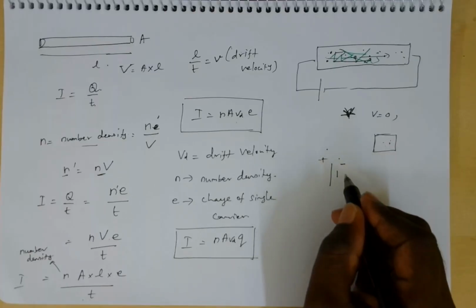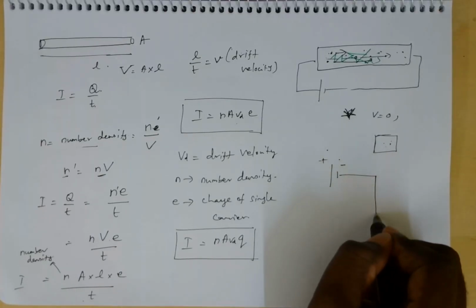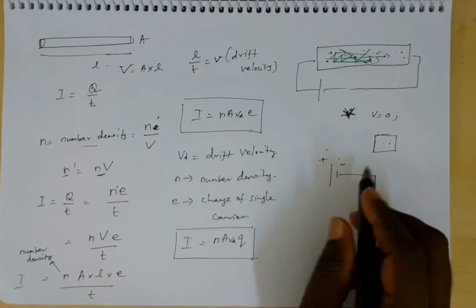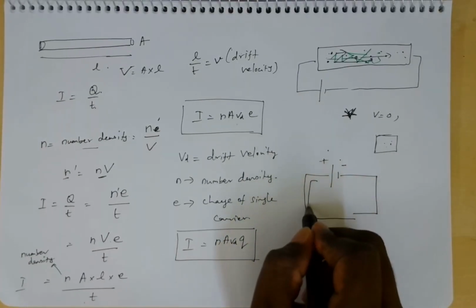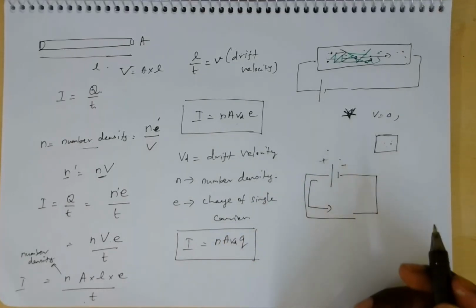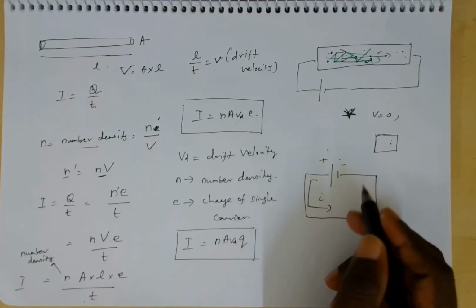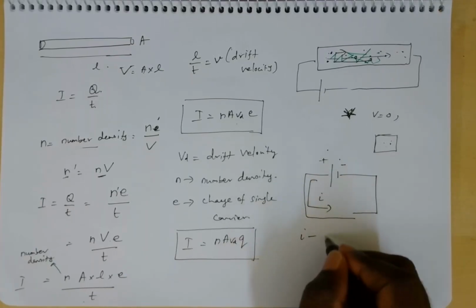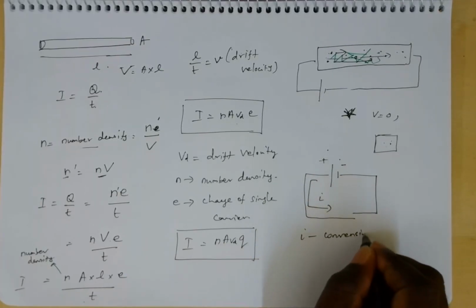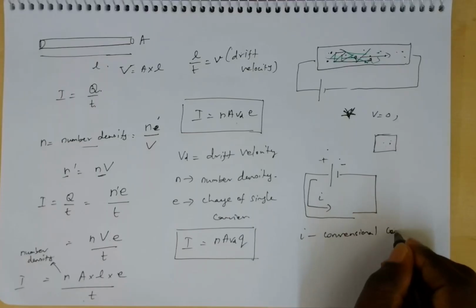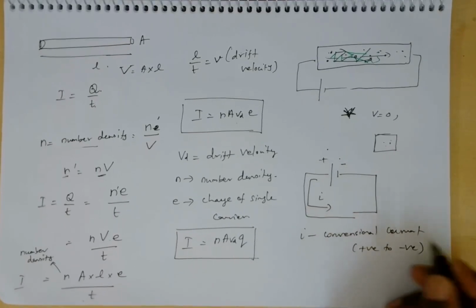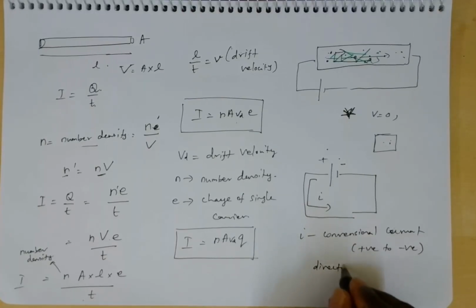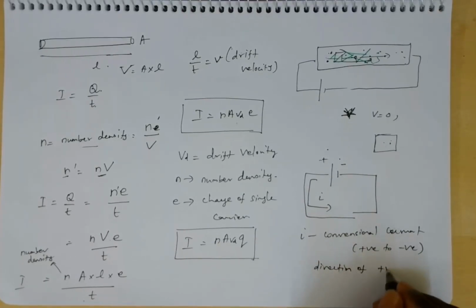The direction of the current was given before the understanding of the electron. It was understood at that time that current flows from the positive terminal to the negative terminal of the battery. So this is what we call conventional current. This is from positive to negative, in other words, the direction of positive charge movement.